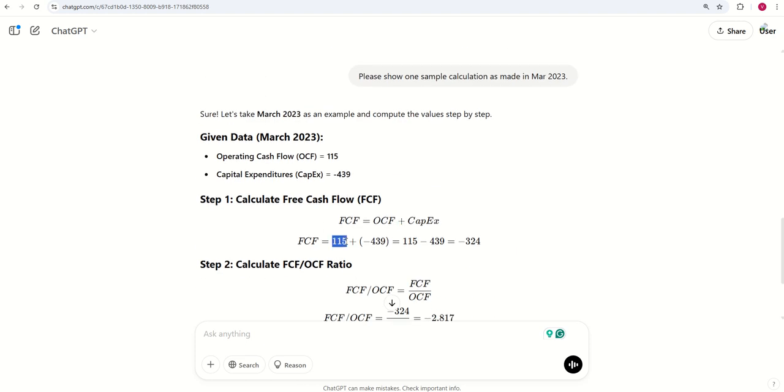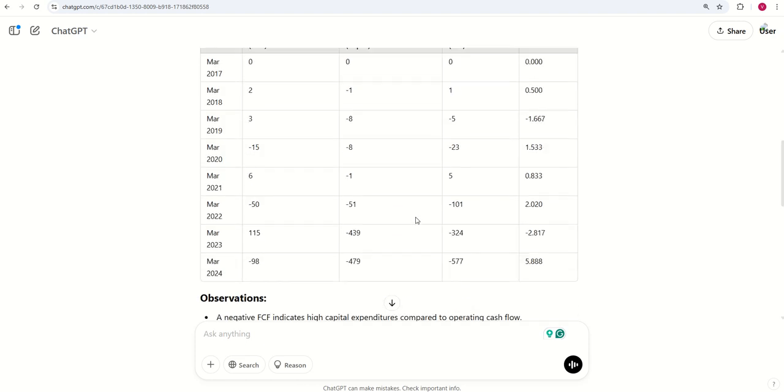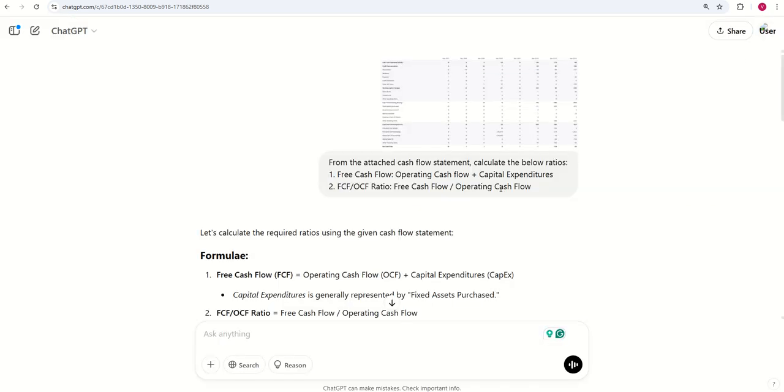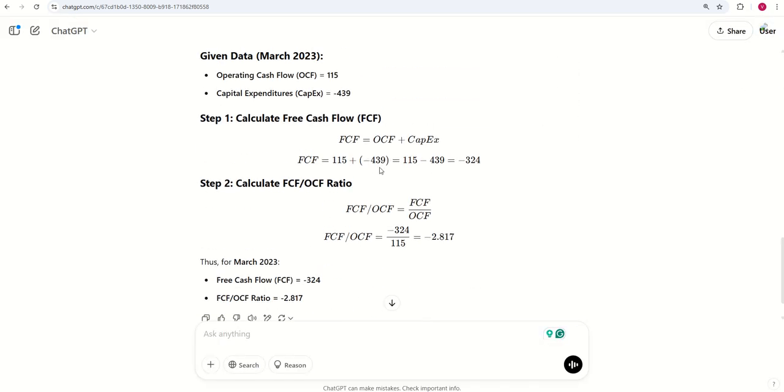It is taking operating cash flow as 115 and capital expenditure as minus 439. Let me dig out the image. For March 2023, operating cash flow is 115, you can see here, and capex is here, 439. It has bought fixed assets worth 439 crores and there is an outflow, which you can see as capex here. So the calculation is fairly right. 115 minus 439 brings minus 324 free cash flow. There is no free cash flow because operating cash flow is 115, but almost 439 capex was done. The ratio also shows negative.